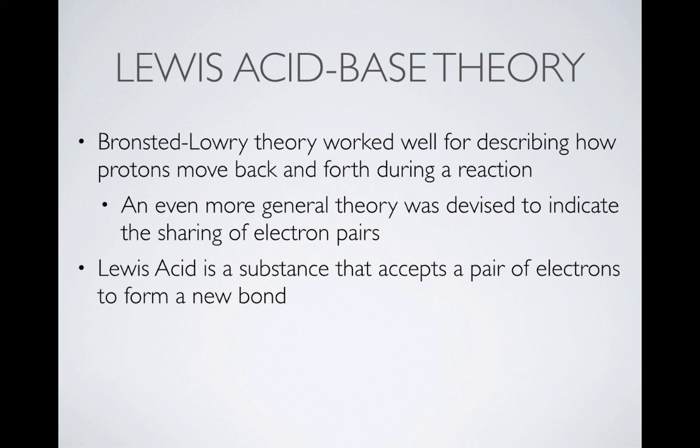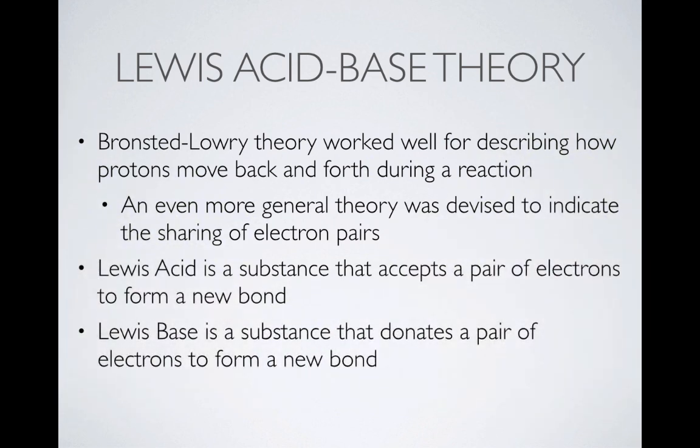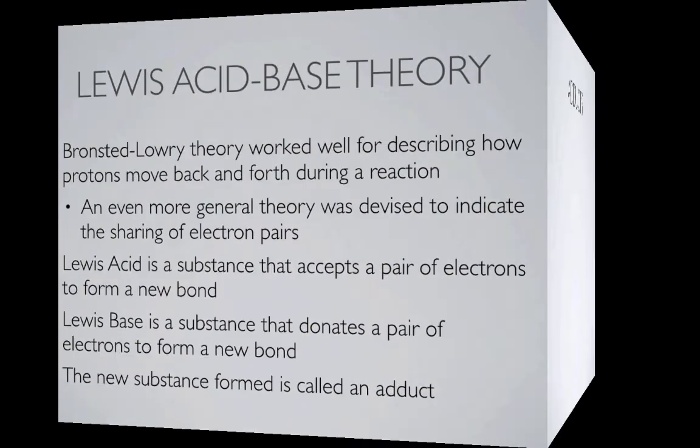So a Lewis acid is going to be a substance that accepts a pair of electrons in order to form a new bond. And a Lewis base is a substance that donates a pair of electrons to form a new bond. One of the things we've got to be careful of here is we're used to thinking of an acid as something that donates and a base as something that accepts. When we're talking about the electron pairs here, it's just the opposite. So the Lewis acid is accepting a pair of electrons, and the Lewis base is donating the pair of electrons to form that bond. Now, once we have a Lewis acid and base react, we have what is called an adduct, a Lewis acid-base adduct.